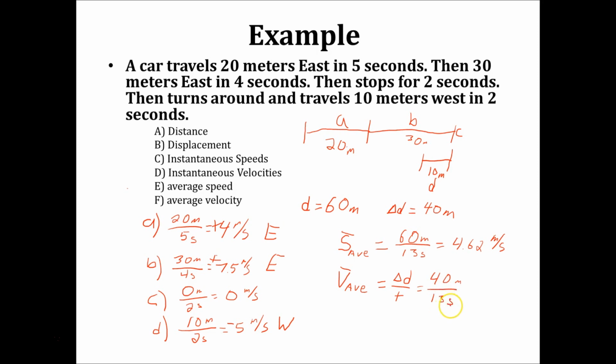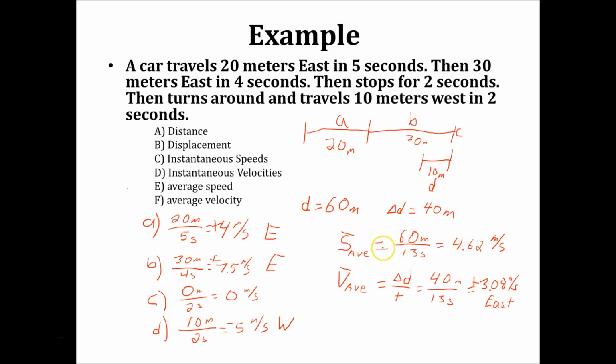And it still took 13 seconds. So that's going to give us a smaller number, mathematically, and that's going to give us 3.08. So one of the big questions is, why is this less? And the direction is still going to be east or positive. So why is this number less than the 4.62?